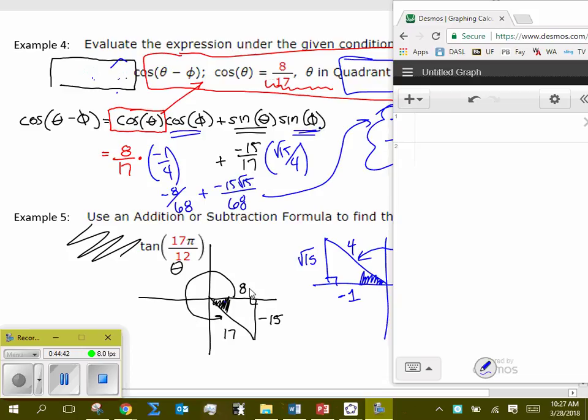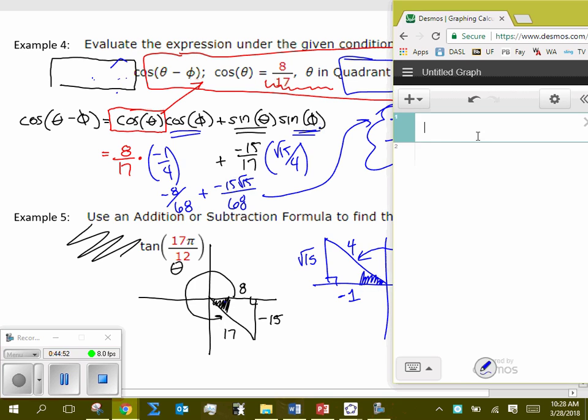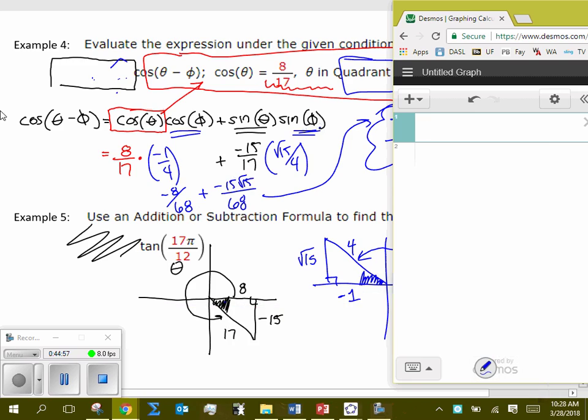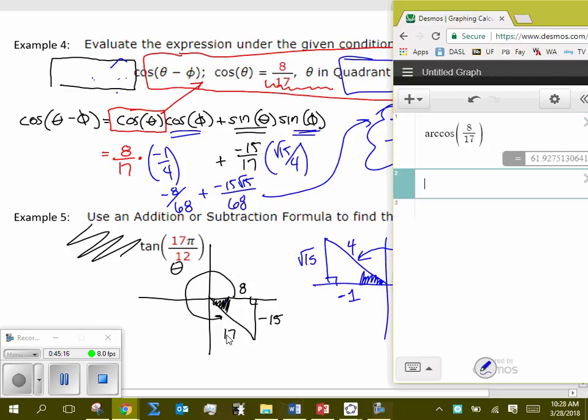All right, so when class wrapped up, I said you could be able to check yourself here. If you're going to check yourself, what you need to do is find out exactly what this theta angle is and what this phi angle over here was. And the way we do that is you use our inverse function. So I can say that cosine inverse of, let's just deal with theta first, cosine inverse of 8/17. Okay, so 8/17 gives me 61.92.